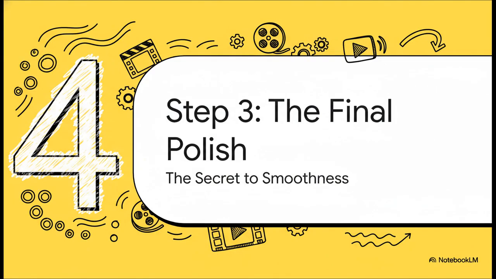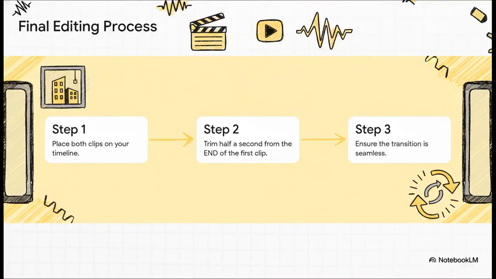Okay, we've got our 2 animated clips. We are so close. Now for the final touch. The final polish. And this is a simple little editing trick, but it's the secret sauce that makes the whole thing look incredibly smooth instead of all clunky and disconnected. So, pop open your favorite video editor and drop both clips onto the timeline, one after the other. Now listen closely, because this is the most important part. You take that first clip and you trim just half a second off the very end. That's it. That tiny little snip changes everything.